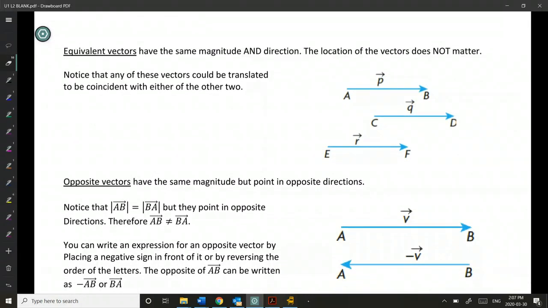Equivalent vectors are vectors that have the same magnitude and the same direction. The location of the vector doesn't necessarily matter, but you can see below, if I took any one of these three vectors and slid it or translated it on top of another vector, it would be exactly the same. So they're all parallel, they're all equal in magnitude, which means that they're equivalent vectors. So the way that I would say that is that vector AB is actually equal to, or equivalent to, vector CD, and that's also equivalent to vector EF.